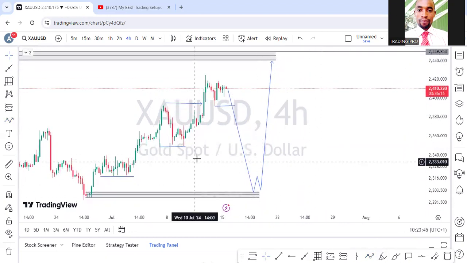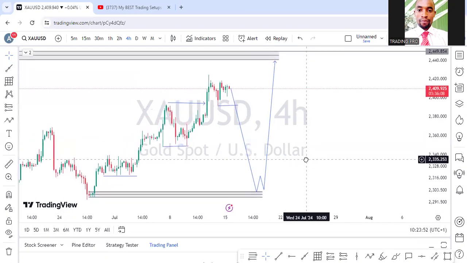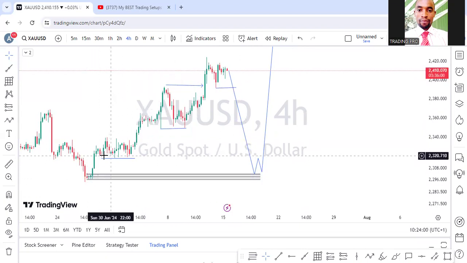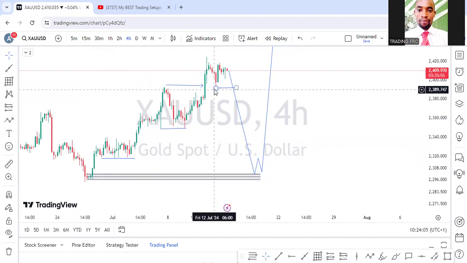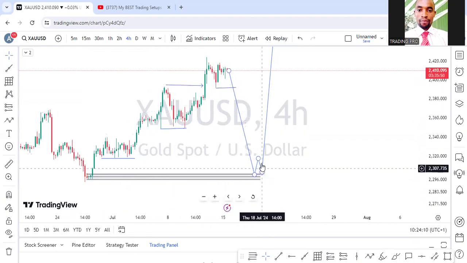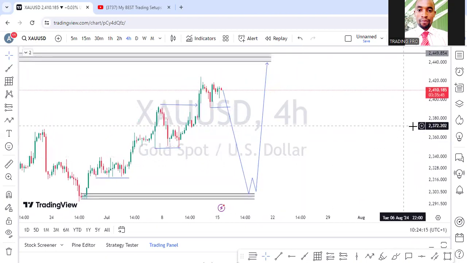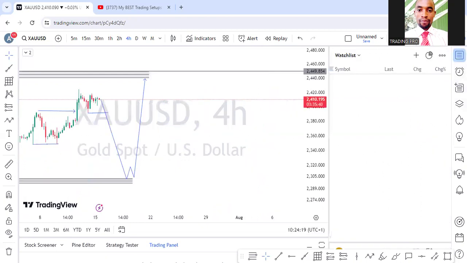So first and foremost is price. As price is coming, look for a very deep retracement on gold. Then I would love to buy gold from this demand zone, coupled with this liquidity here, and liquidity. So we have some liquidity that gold needs to deal with before we have this bullish run on gold. So this is my projection for gold for this week as we go into the week.